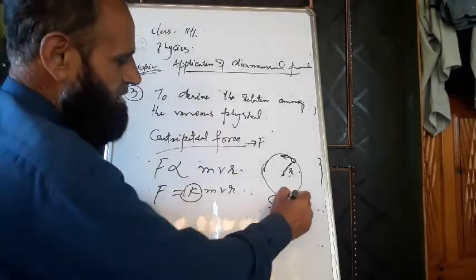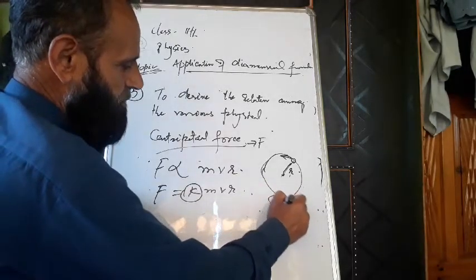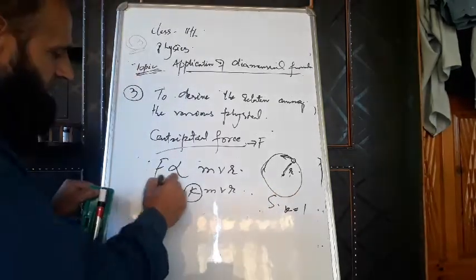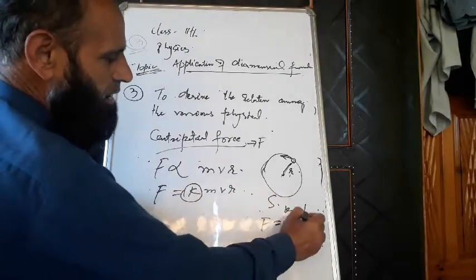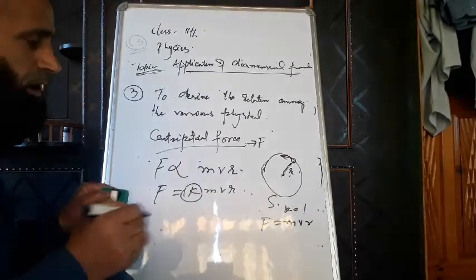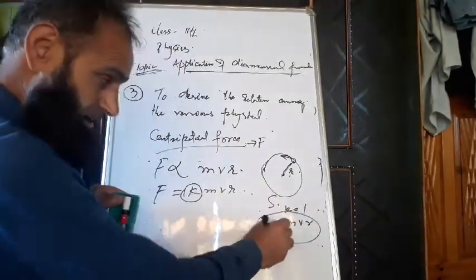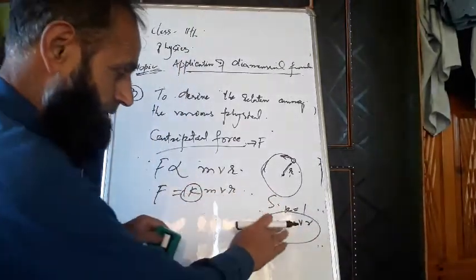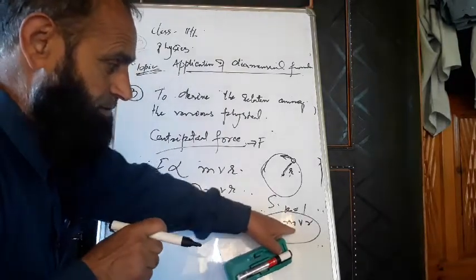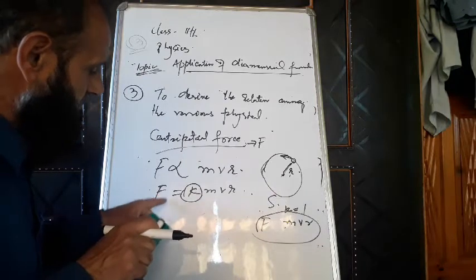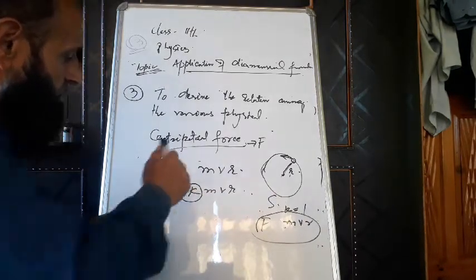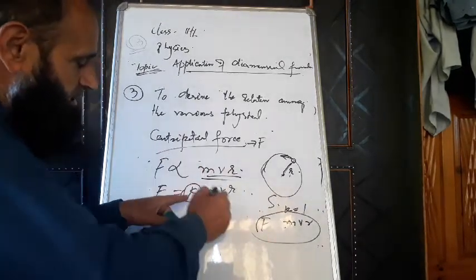In SI units, we always take k is equal to 1. So I can say F is equal to mvr. No, no, no, we should not take F simply equal to mvr. F is equal to k mvr. It depends on these three quantities.